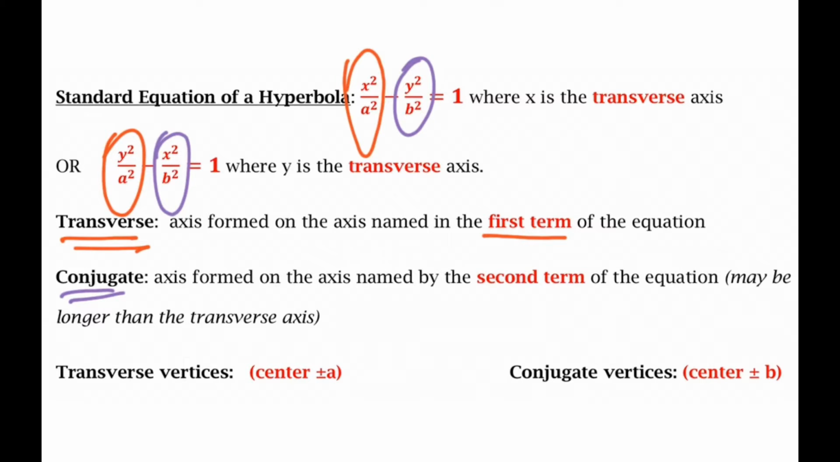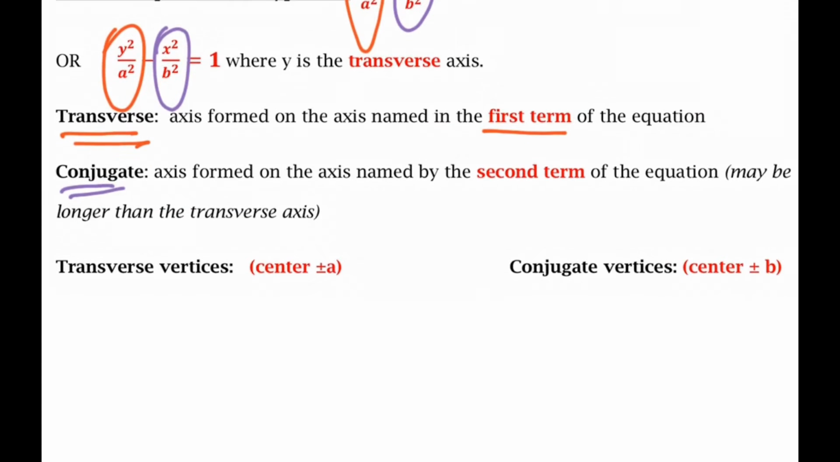So the transverse vertices, or the main vertices that we call them, are from the center plus or minus whatever A is. So if the center is at 0, 0, then you're going to add or subtract A. The conjugate vertices are not really vertices, but they're kind of like the edge of our rectangle, and they're going to be from the center plus or minus B.